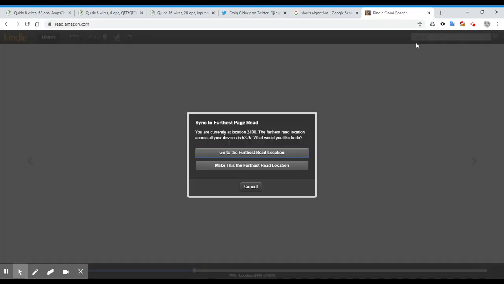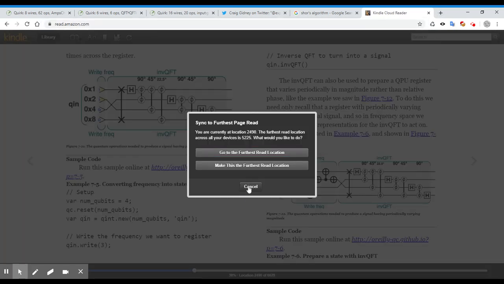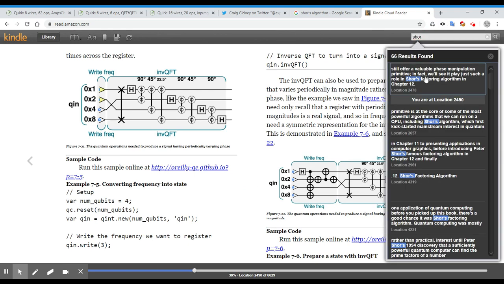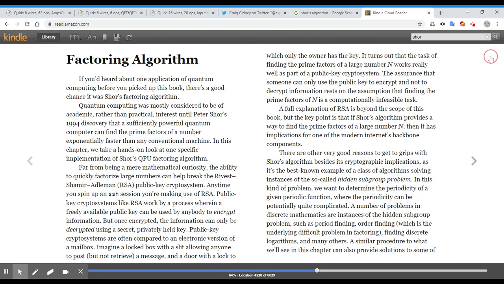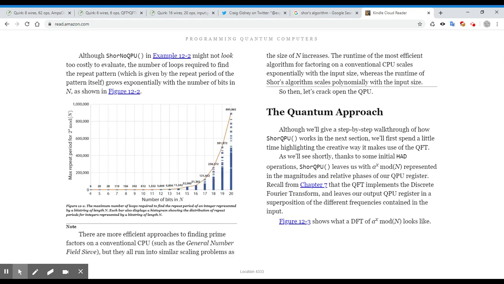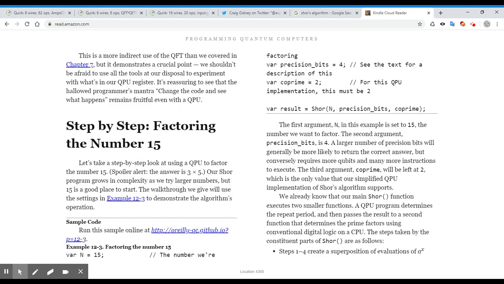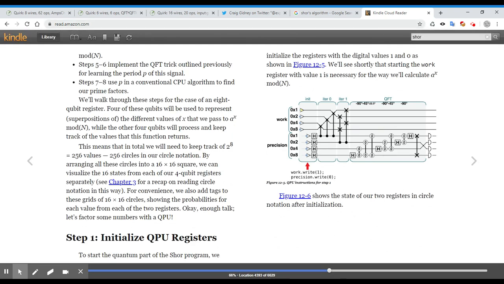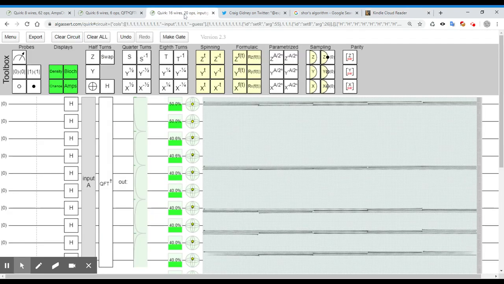And in O'Reilly's book, what do they say? Shor's factoring algorithm. I want to see Shor. They apply the QFT, not the inverse. Okay, so it might be the other way around. Okay, I give up on this. It just sucks that people don't call it the same.